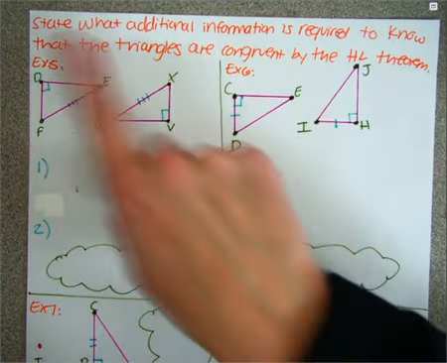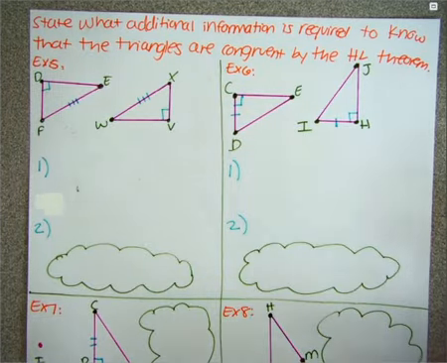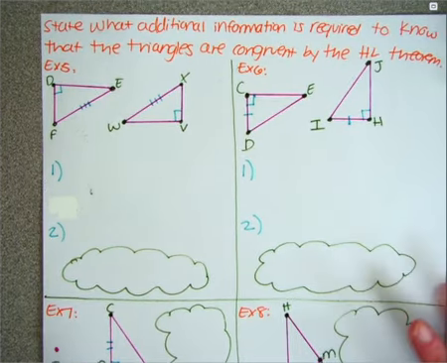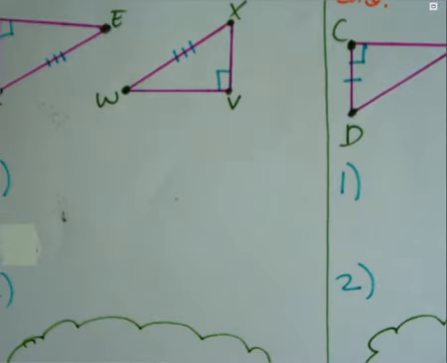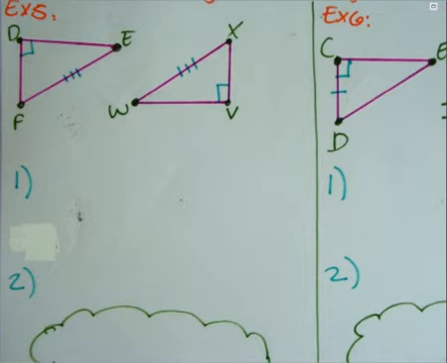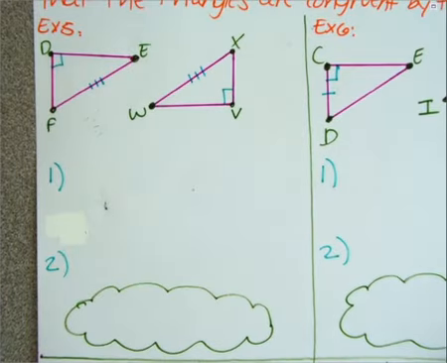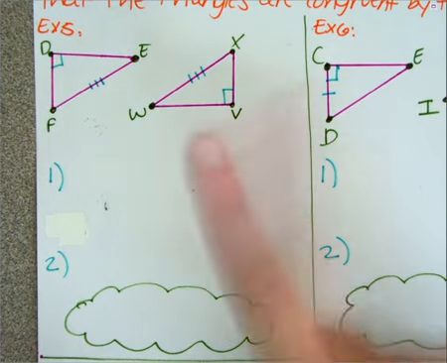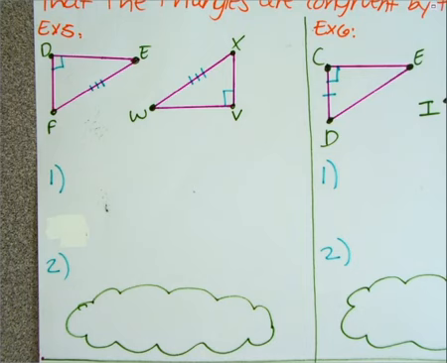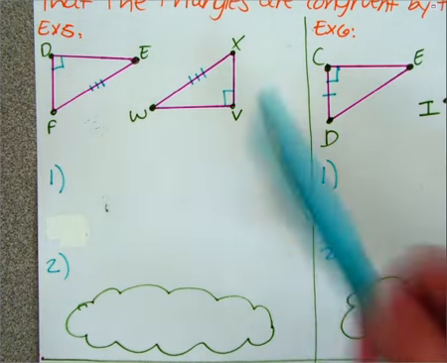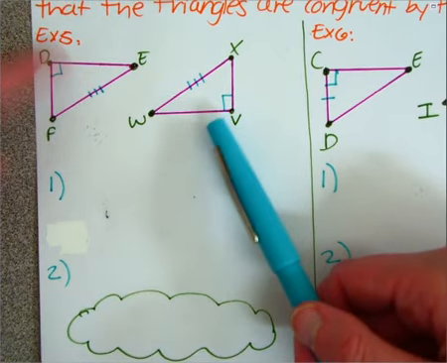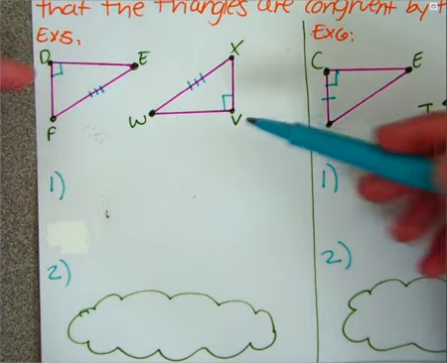So again, state what additional information is required to know that the triangles are congruent by the HL theorem. All right, let's get going on example 5, and that's way too zoomed in. Sorry, guys. Okay, let's get going. So I have two triangles. Again, I must first establish that these are right triangles. What do you think? How do we know that these two are right triangles? They have a right angle in them.